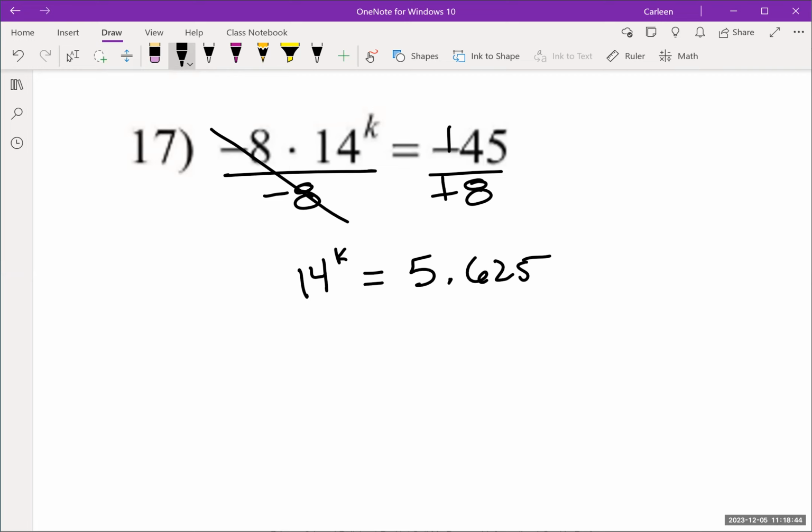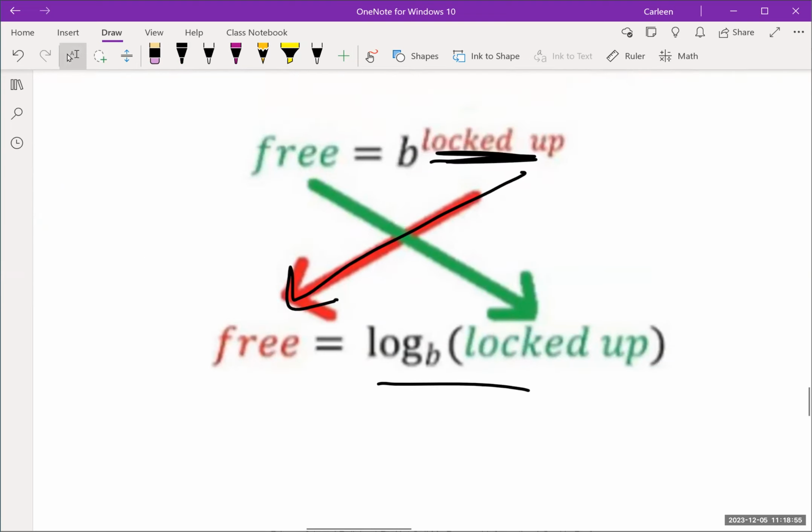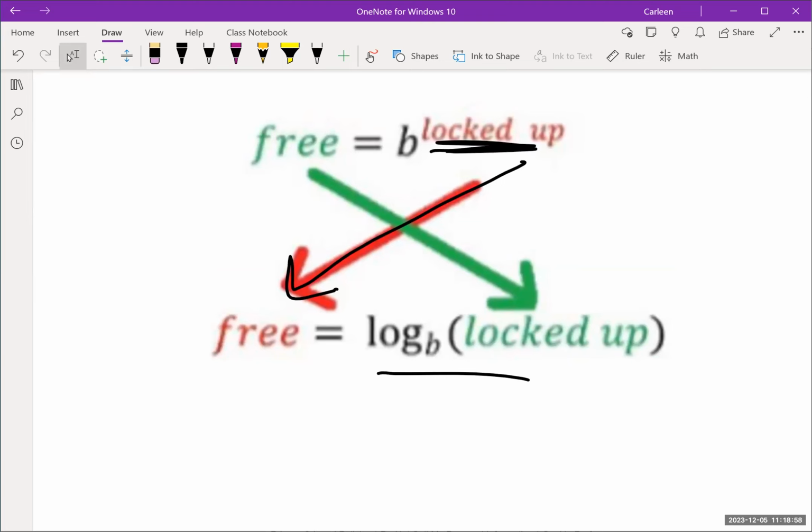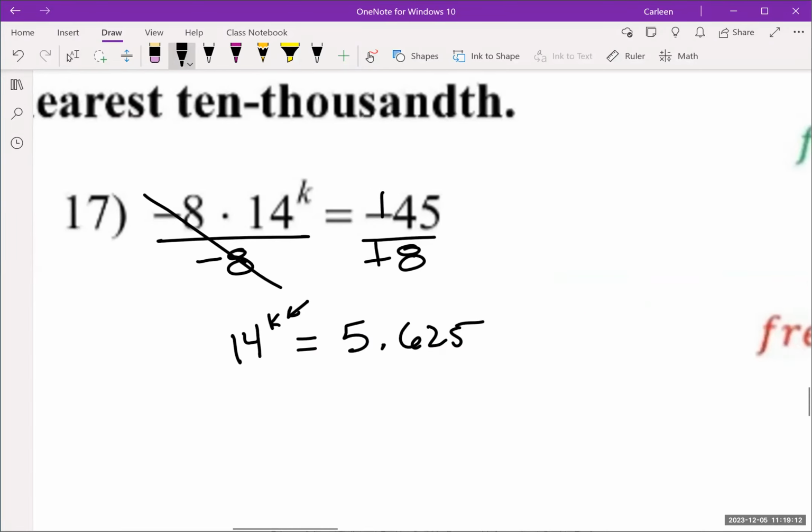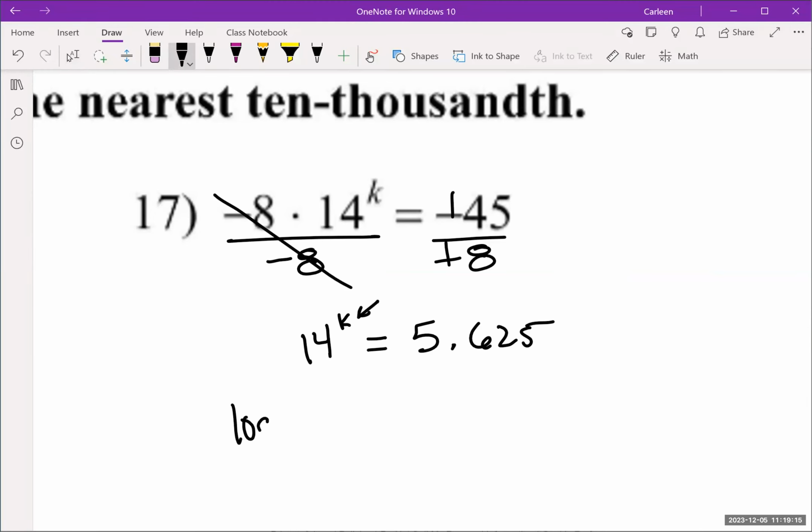Okay. The next is, oh no, I'm locked up. We need to free the exponent. We free the exponent. Okay. It's locked up in the tower. We free the exponent by going from exponential form to what form? Logarithmic form. Log base answer. Free the exponent.